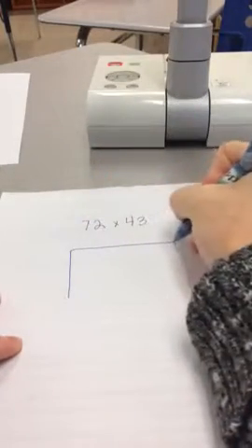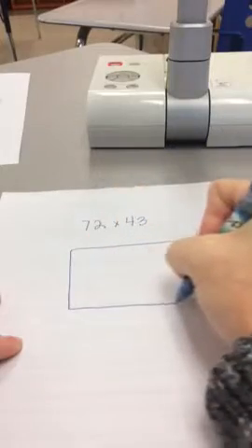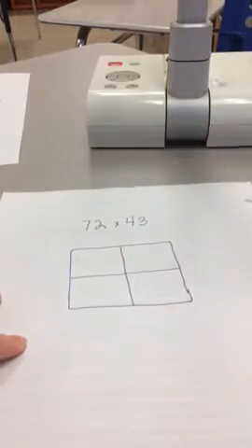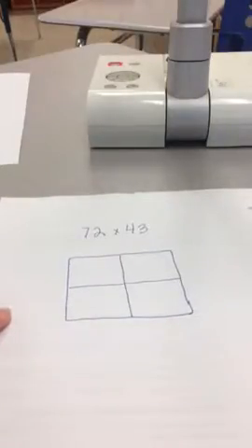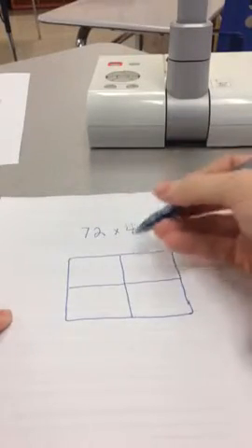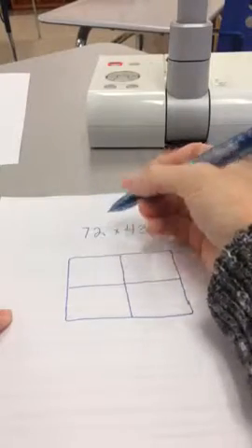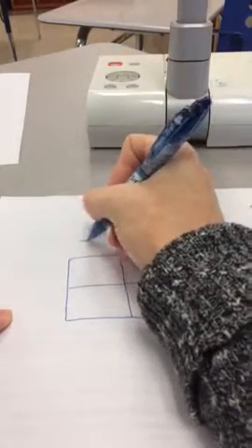So I want you to pause the video right now, and I want you to set this up into your area model just like we did before, only I want you to try by yourself. So pause the video. When you think you have it complete, turn it back on and check it with mine. Okay, so I'm going to do this one the same way I did the last one. I'm going to put my 72 up here, and I'm going to start with this.